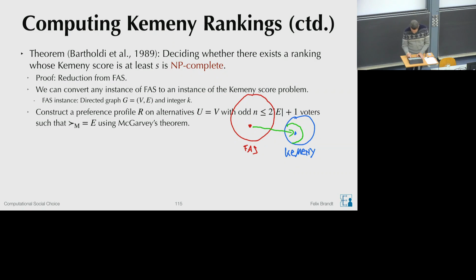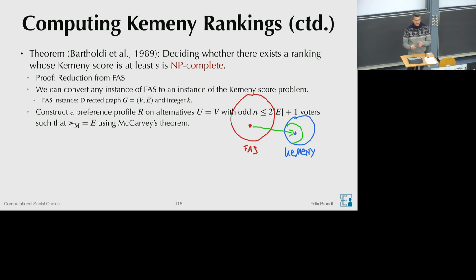It takes at most, so I hope you can still see this, 2 times the number of edges plus 1 voters. So we have one random voter that we start with, and then we add pairs of voters for each edge. It's definitely less than 2 times e plus 1. So it's a polynomial number, and that's the important thing to realize at this point. And then the strict majority relation of the preference profile that we construct is exactly the same as the edge set of the graph that we had.